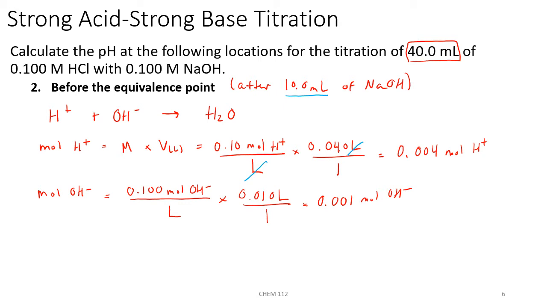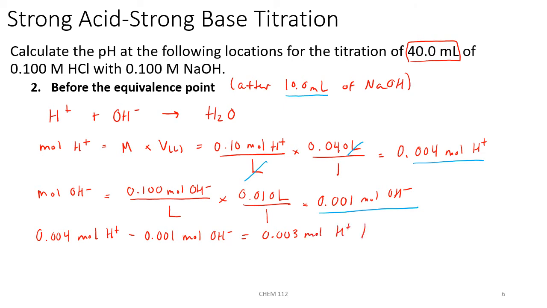Now notice the moles of hydrogen ion is greater than the moles of hydroxide ion. That's telling us that there's going to be excess hydrogen ion left over because not all of it has been neutralized yet. The next step is to take the difference between the moles of our acid and the moles of our base that's been added. So we're going to take 0.004 moles minus 0.001 moles, and that tells us that there's 0.003 moles of hydrogen ion that is left over so far. That can essentially be neutralized still.